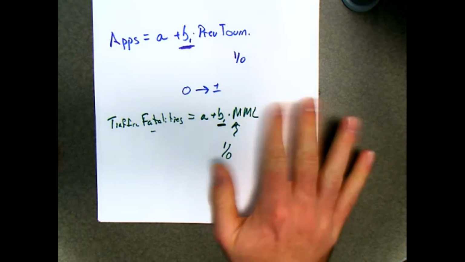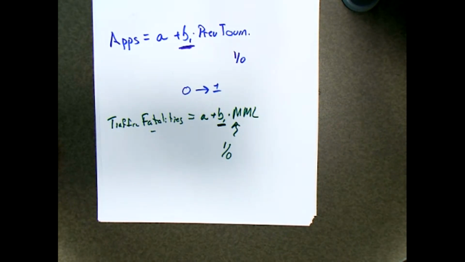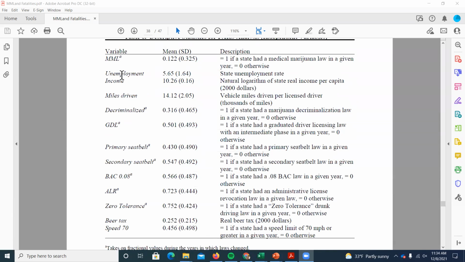And so they have a bunch of additional controls as well. Okay. So if I remember correctly, let's see if they specify, they have unemployment, income, the average number of miles driven by people in that state, whether or not the person was on a permit or had a license, seatbelt laws, controlling for the blood alcohol content level, controlling for taxes on alcohol, controlling for the speed limit, right, or the maximum speed limit in that state. So they try to control for all these other factors.